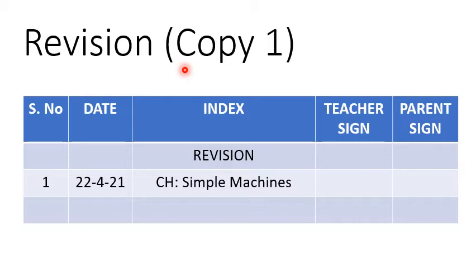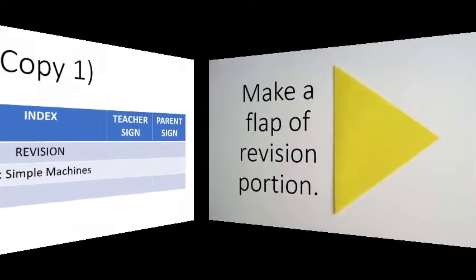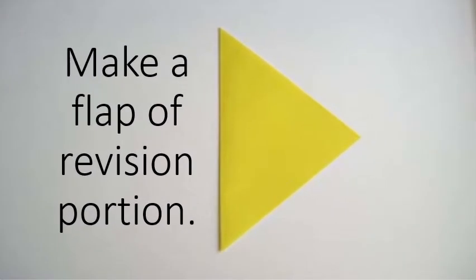In the index, first you would write the revision heading with your blue color, then you would put the date properly, then you will write the name of the chapter, which is simple machines, right? After maintaining the index, you need to make the flap for the revision portion. Everybody knows how to make a flap.